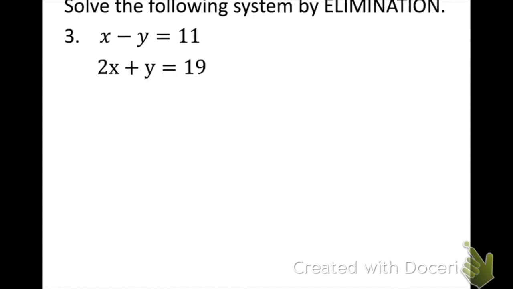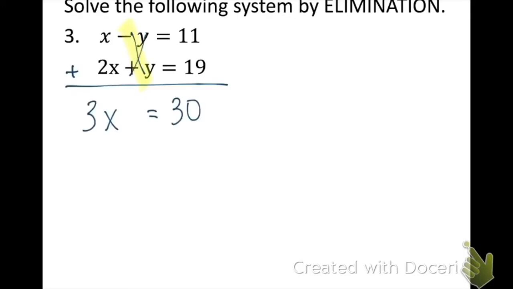Okay, so in problem 3, we're going to solve by elimination. Our first step is to create opposites. You always want to see if opposites are already there for you. So my x's aren't opposites because 1x plus 2x adds up to 3x. But my y's are opposites. I have negative y and positive y. They add to 0. So we are ready to go with this problem and just add down.